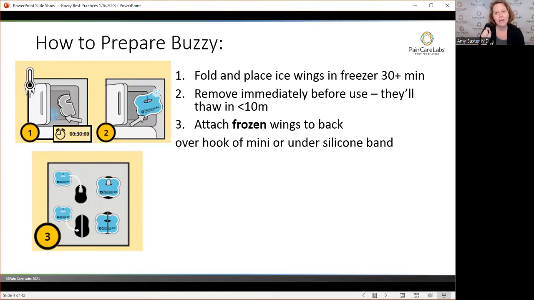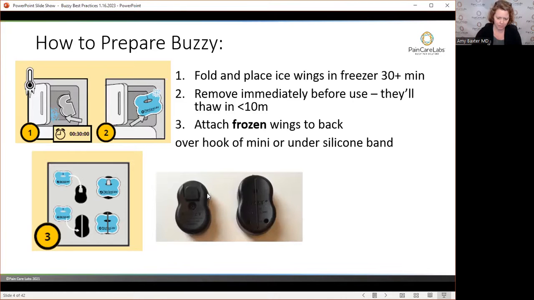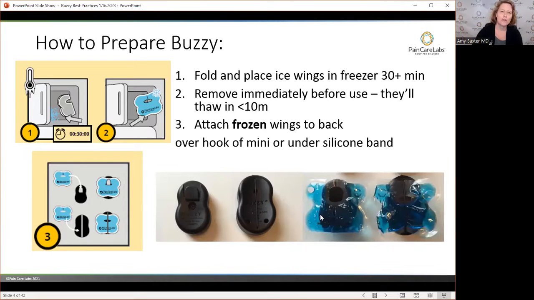You're going to attach the frozen wings to the back of the unit, over the hook on the Mini, or under the silicone band in the XL. This is the hook in the Mini. This is the band in the XL. So you'll hook the ice packs on or slip them under the strap.